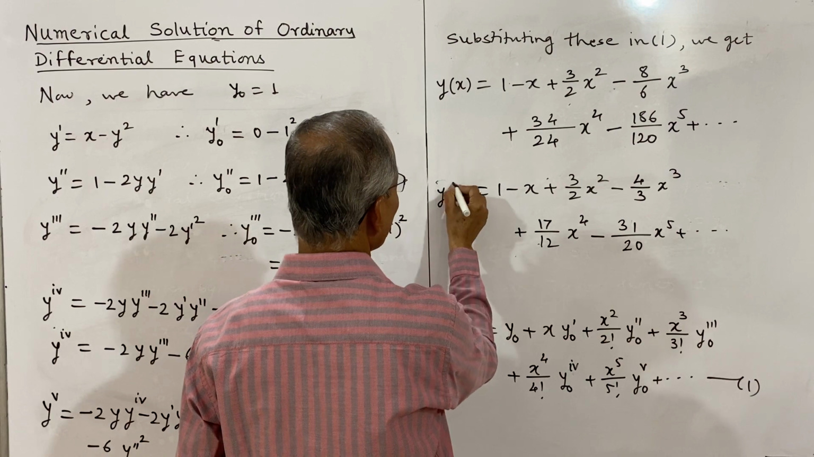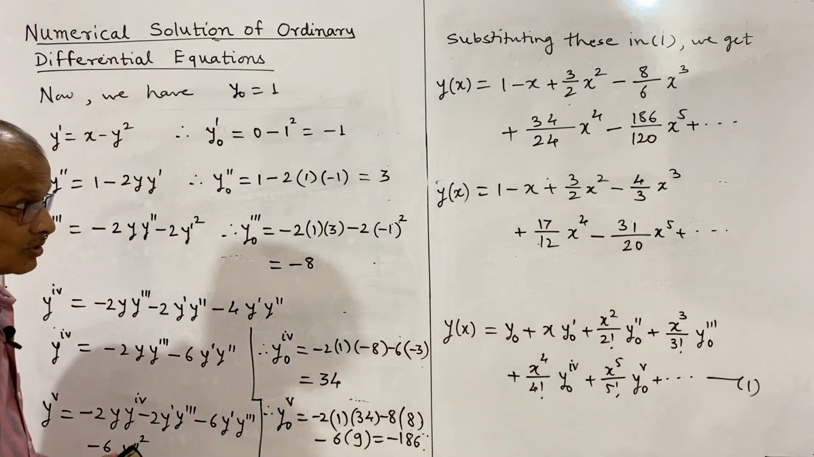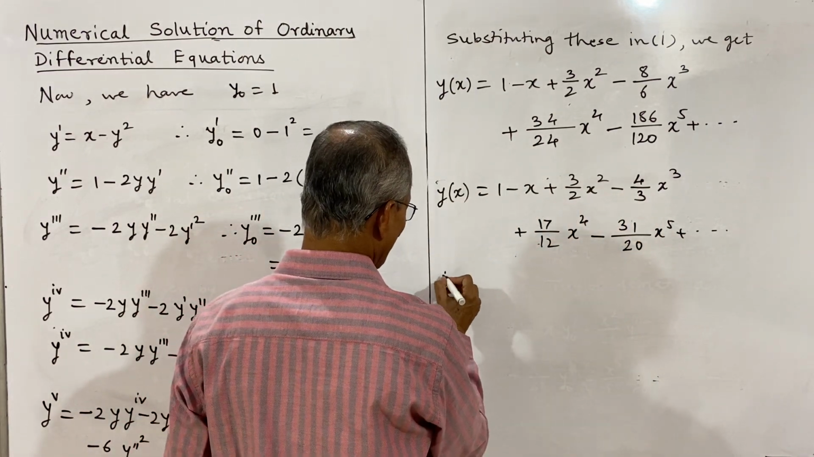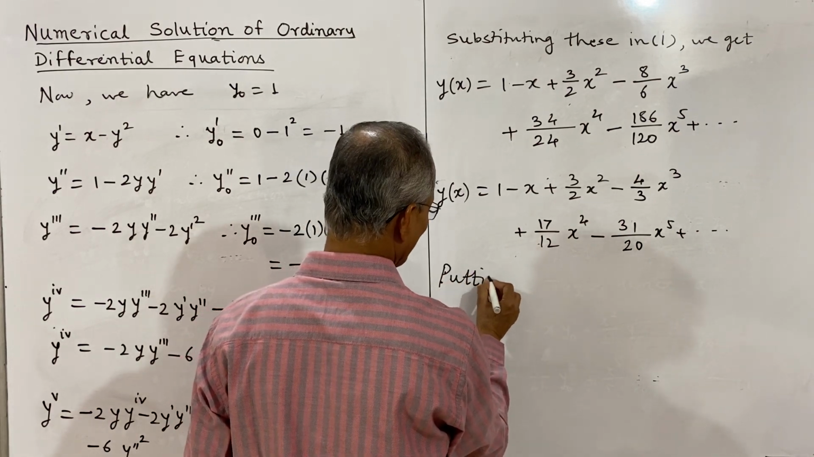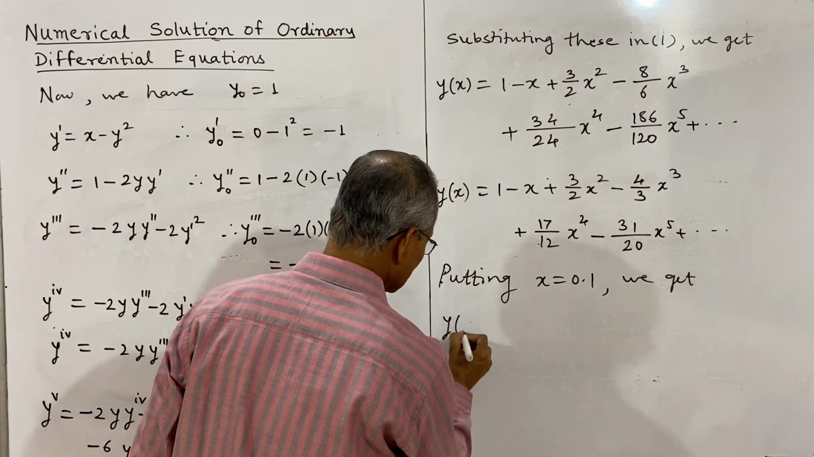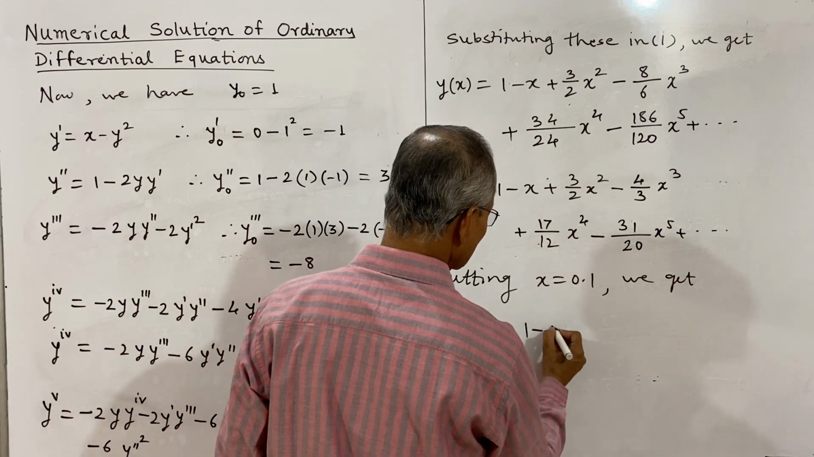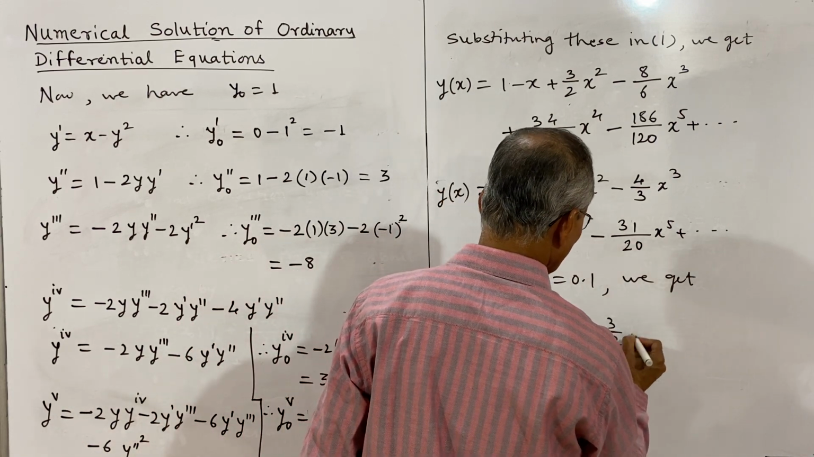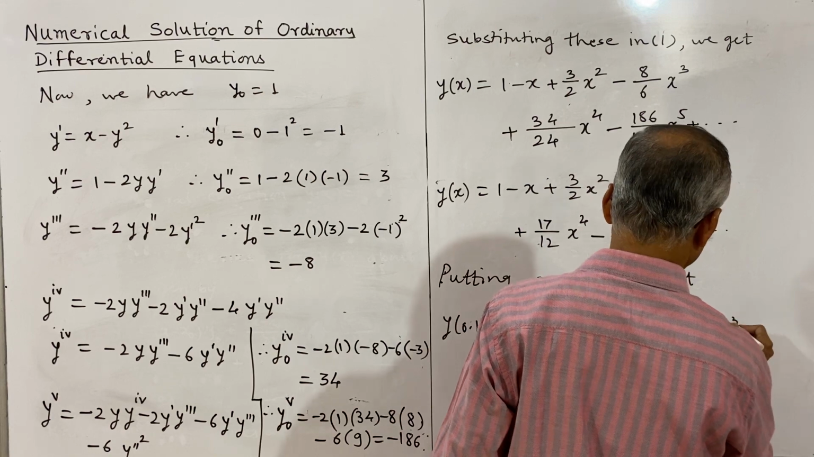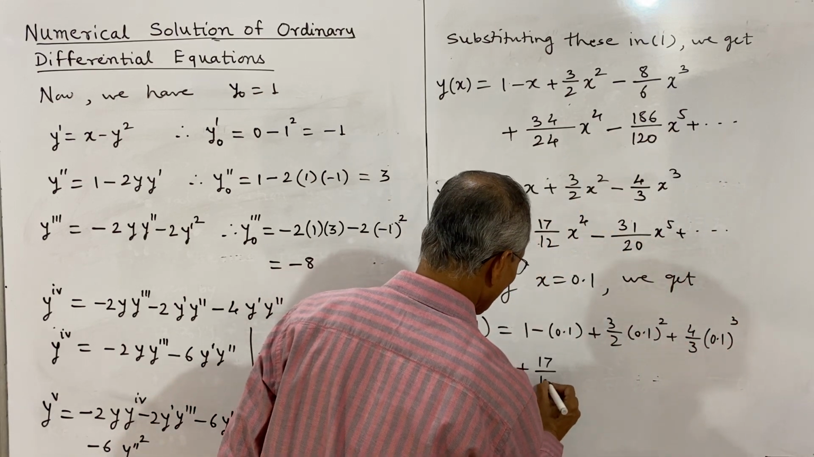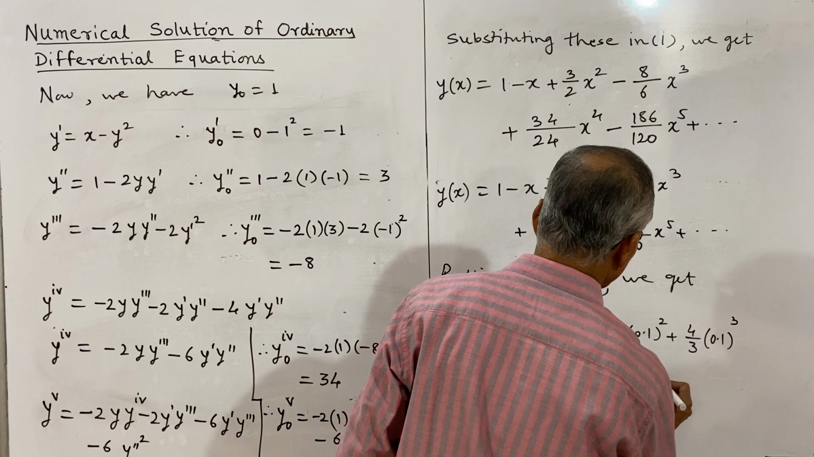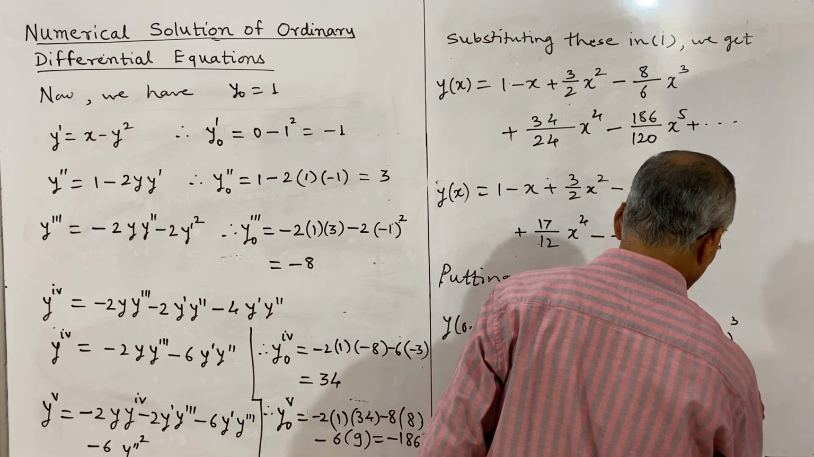So, we are asked to find the value of y at x equal to 0.1, and therefore, putting x equal to 0.1, we get y at 0.1 is equal to 1 minus 0.1 plus 3 by 2 times 0.1 square, and plus 4 by 3 times 0.1 cube, and so on, plus 17 by 12 times 0.1 power 4, and minus 31 by 20 times 0.1 to the power 5, and plus so on.